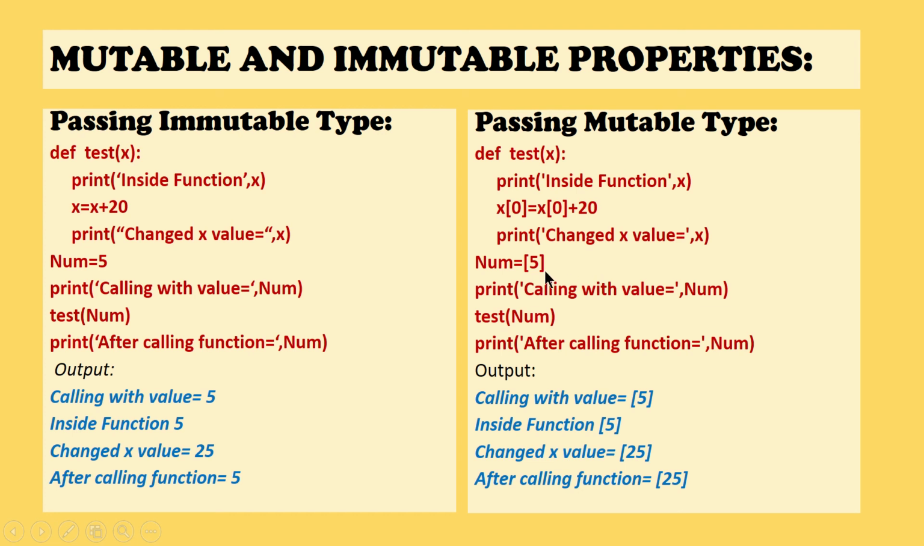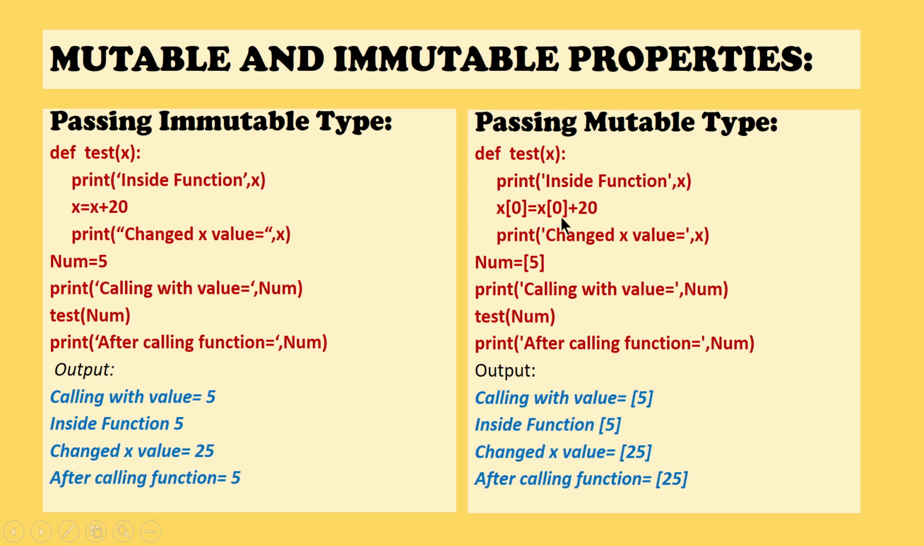Now look at this carefully. Num is called with the value, so what is the value present in num? 5 gets printed. In test of num, you are passing a list as a parameter. So when you pass a list, x is equal to num, and x will also become a list. Inside the function, you print the value of x. What was the value in num? It is 5, so that will be printed, and then x of 0 is equal to x of 0 plus 20.